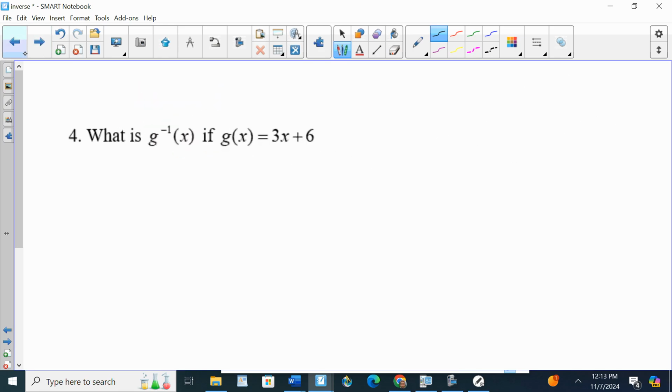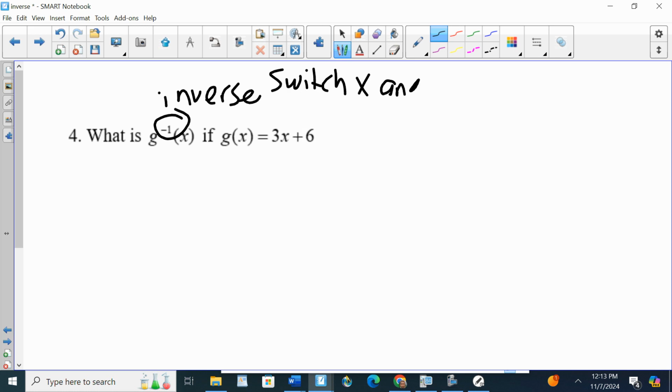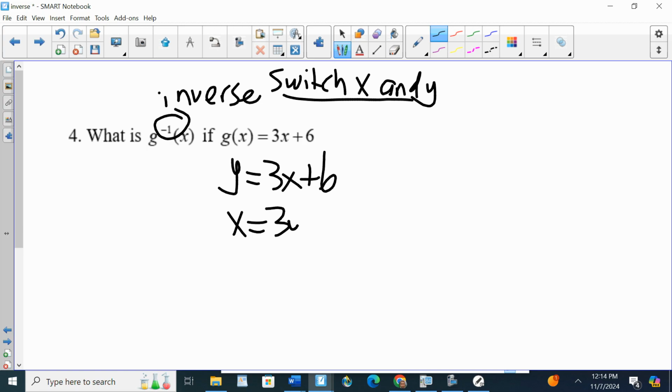Now, before we move on to the shortcut, just one little thing here. This symbol means the inverse. So I can do this question quick for you, which means switch x and y. That little -1 exponent, it's not an exponent, it's the symbol for inverse. So before I can switch x and y, I need a y. So I'm going to rewrite g of x equals as y equals, and then inverse: switch x and y, solve for y.